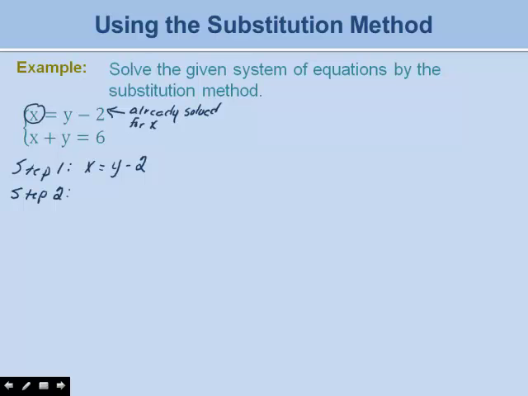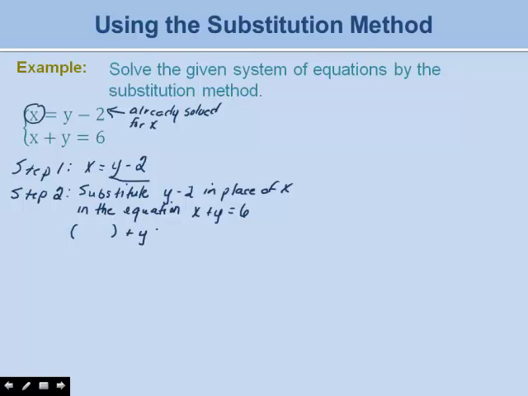Now for step two, we're going to take the expression that's on the right side of this equation. Since we have it solved for x, we're going to take the expression that involves y and substitute it into the other equation. So we're going to substitute the expression y minus 2 in place of x in our other equation, x plus y is equal to 6. So in place of the x there, we're going to substitute this whole expression, y minus 2.